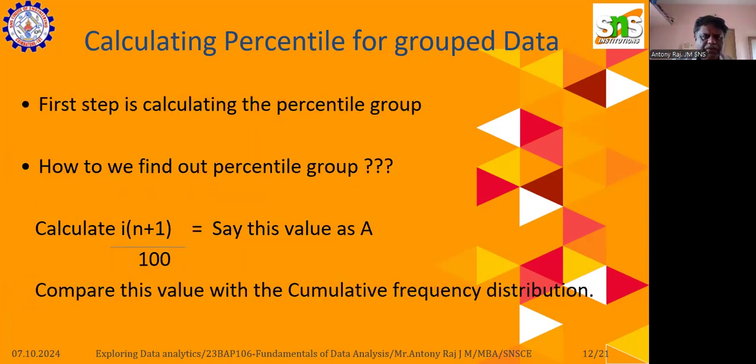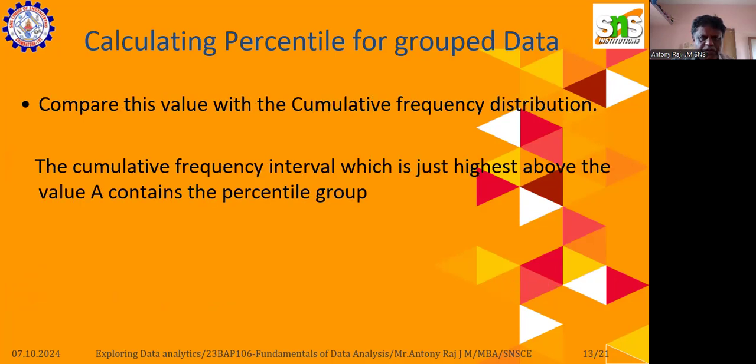Now, the first step is finding the percentile group. How do we find the percentile group? Calculate i into (N plus 1) by 100. Say suppose this value is A. Compare this value with the cumulative frequency distribution. The cumulative frequency interval which is just above this value A contains the percentile. This is how we identify the percentile group.